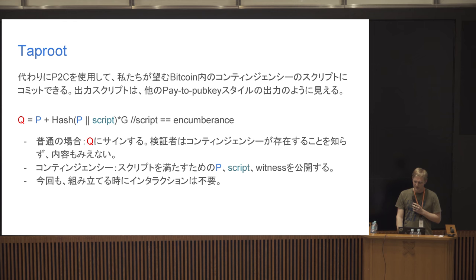Verifiers have no knowledge of this in the typical case. In the typical case, they will just sign for Q, and it will look like a normal pay-to-pubkey output being spent. The contingency is to reveal P, the original pubkey, and reveal the script itself, and then verifiers are able to take P, add it with the hash of P appended to script through generator G, and verify that that adds up to Q. And then you'd basically recurse into the script and treat that as some sort of contingency script. Could be a Bitcoin script, could be anything else.